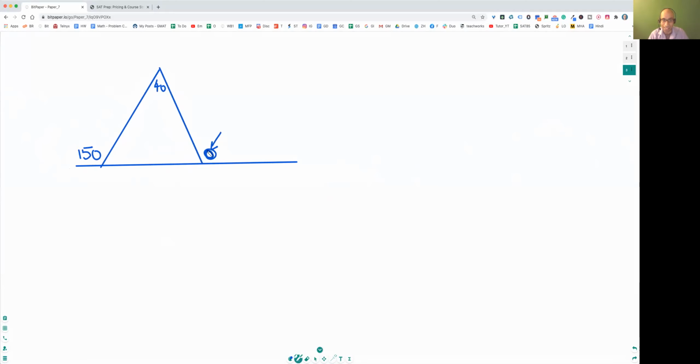Remember, this exterior angle is equal to this angle plus this angle. So tell me, what is this angle going to be? Because you already know this angle. So first find out this one, and then add this and this together to get this angle.